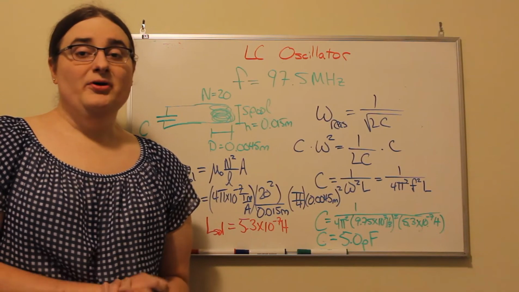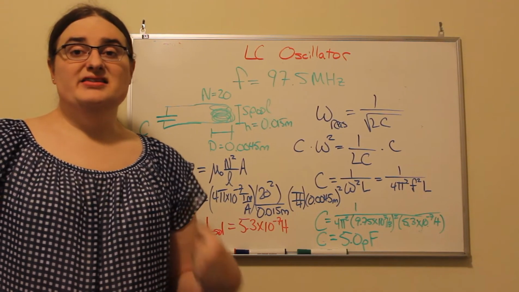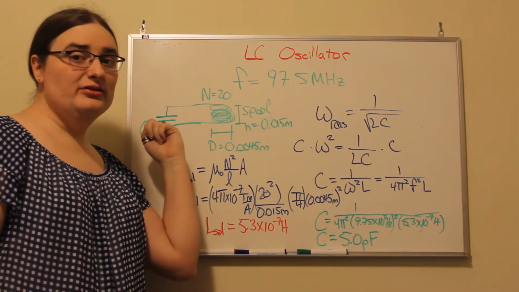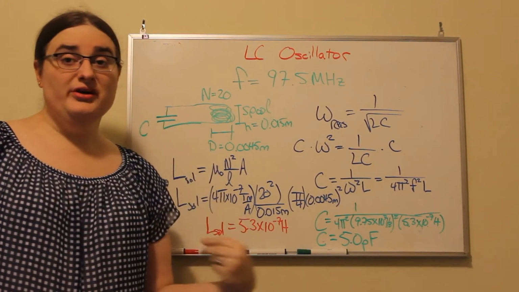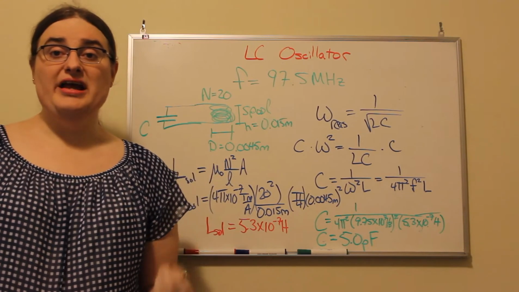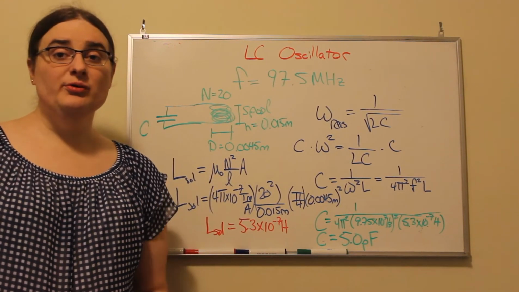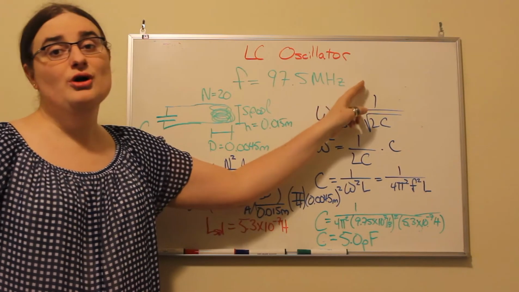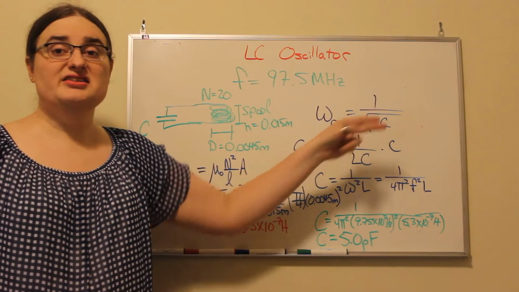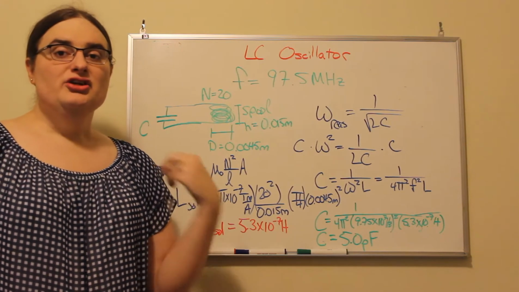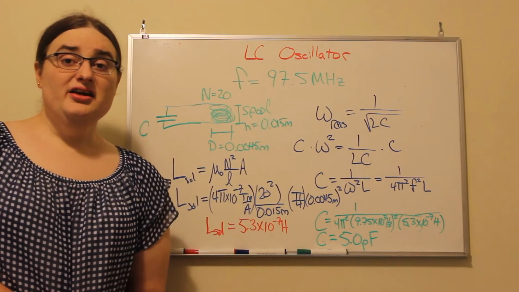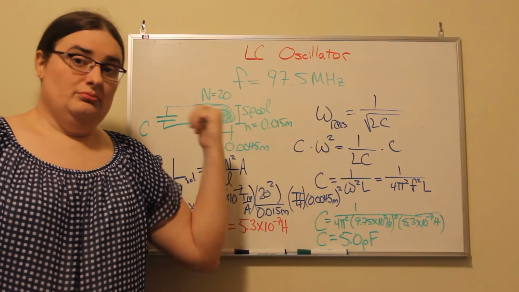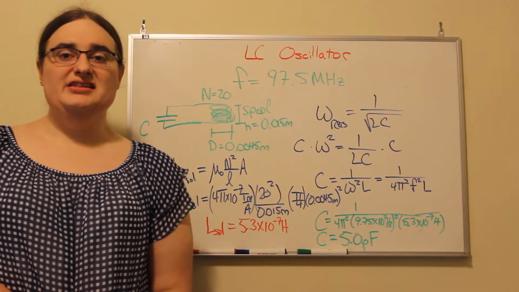Hi, in this example I want to talk about how we can make a simple LC oscillator. When you take a capacitor and connect it to an inductor, you end up creating a resonant circuit where the frequency of resonance in radians per second is equal to 1 over the square root of the inductance times the capacitance. So say you want to build a basic radio tuner. Well, that's an example of an LC oscillator.